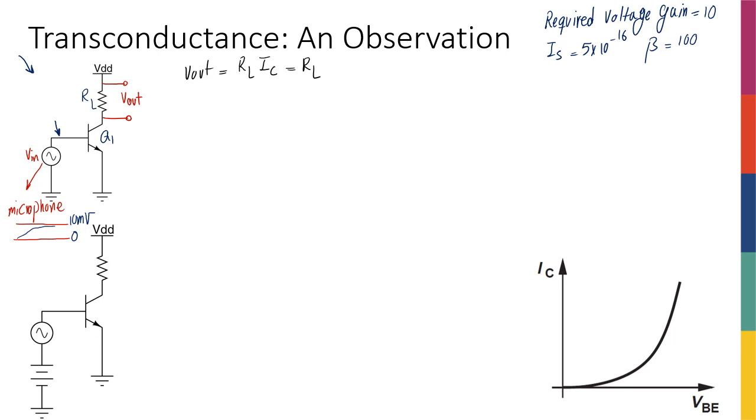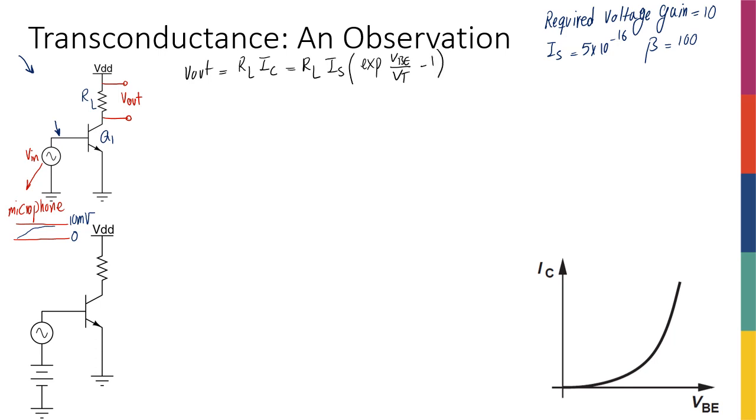So I'm going to use the exponential relationship between the collector current and the base emitter voltage. So I'm going to say that my Vout is going to be RL times IS times exponential of VBE over VT. And then just to be very precise, remember from diodes that we had a -1 here.